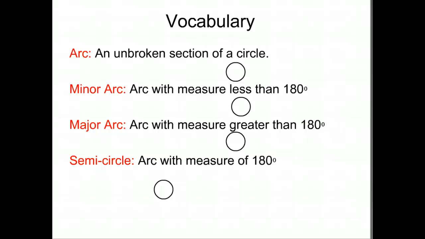All right, let's take a look at some vocabulary. What is an arc? What is a chord? An arc is any unbroken section of a circle. So it's any piece of a rim.